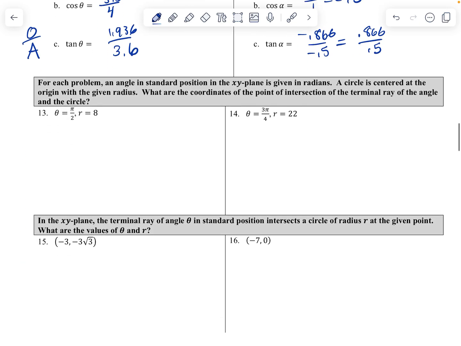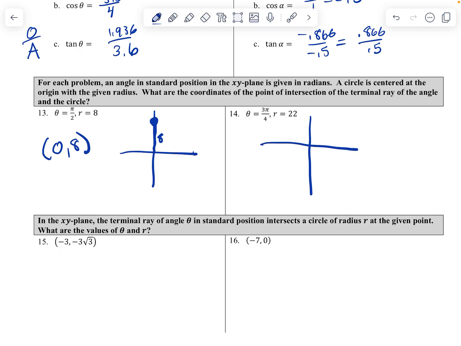So for each problem, there's an angle in standard position in the xy plane, and a given radius. It's a circle centered at the origin with a radius. What are the coordinates of the point? So a radius of 8 and an angle of pi over 2. Well, if we know that's 8, this is just the coordinate 0, 8. Where our next one, let's see, 3 pi over 4.